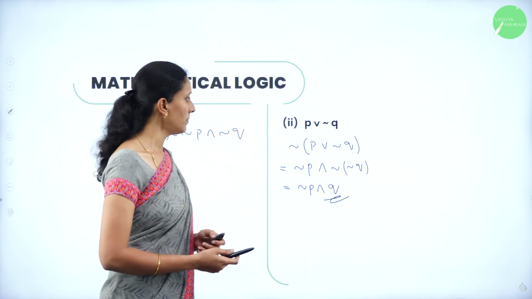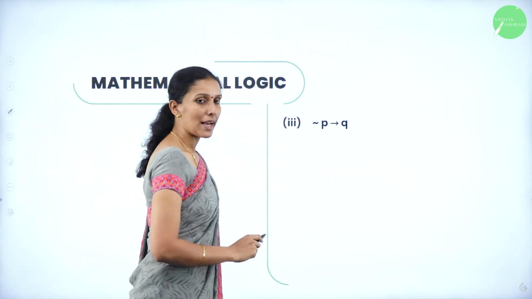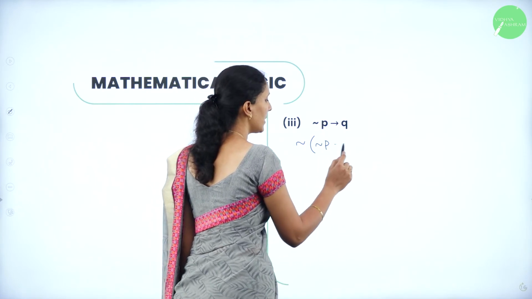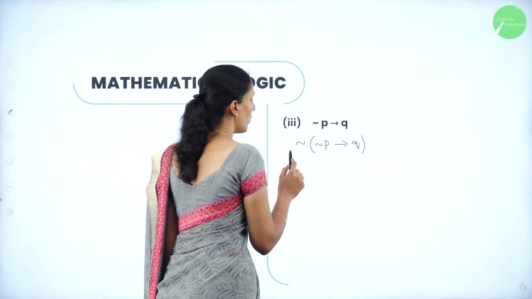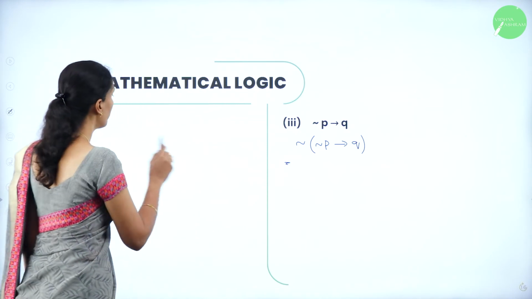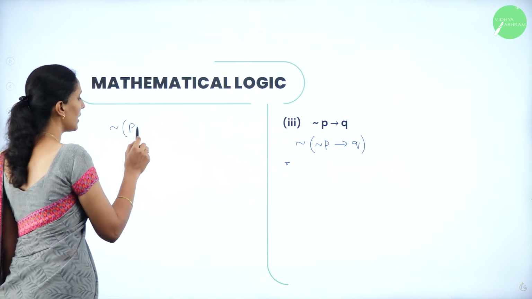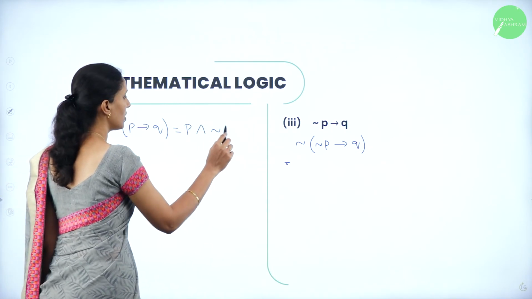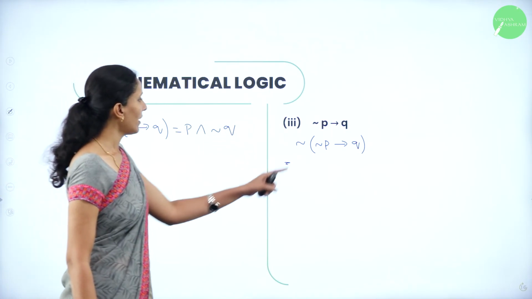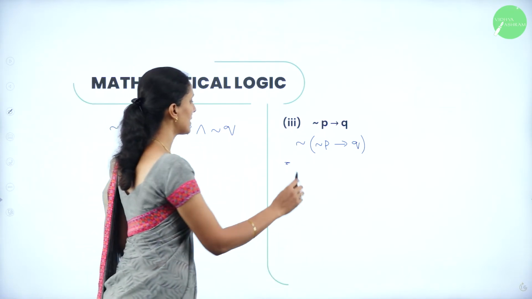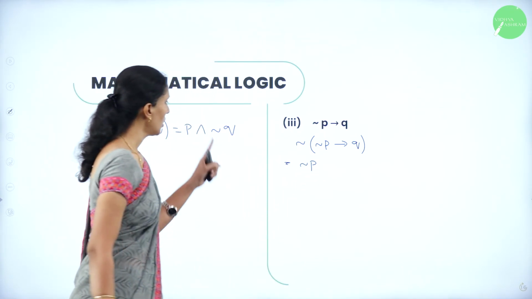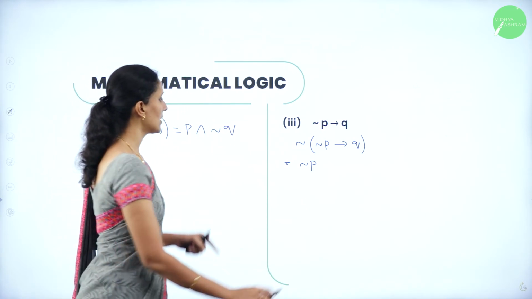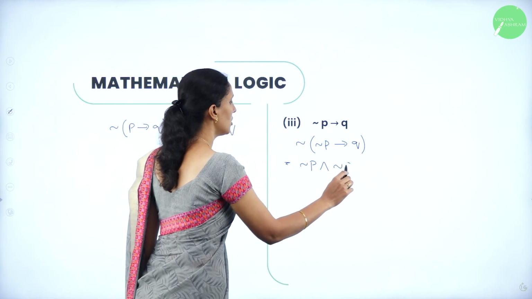Next, the third one, negation P implies Q. So how can we write this? Negation of negation P implies Q. So again using De Morgan's law, we have negation of P implies Q as P or negation Q. Now we have negation P here, write it as it is, that is negation P. Q is in the form here, so we have to write this as or negation Q.